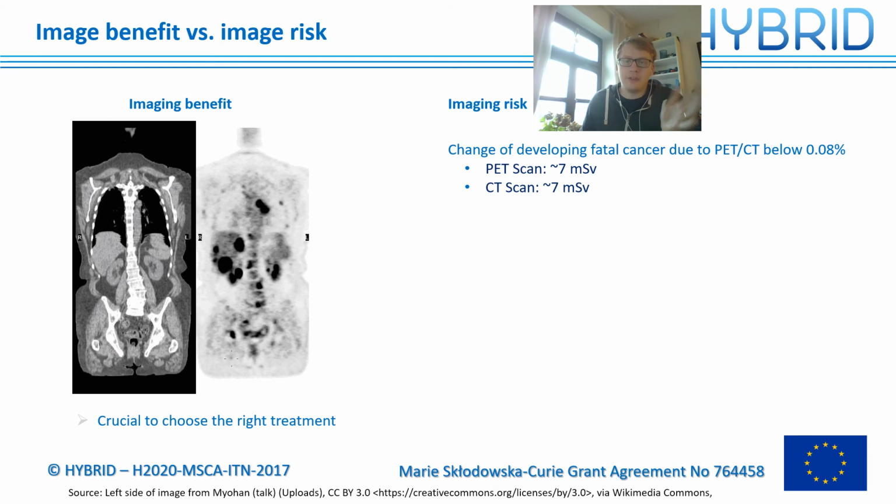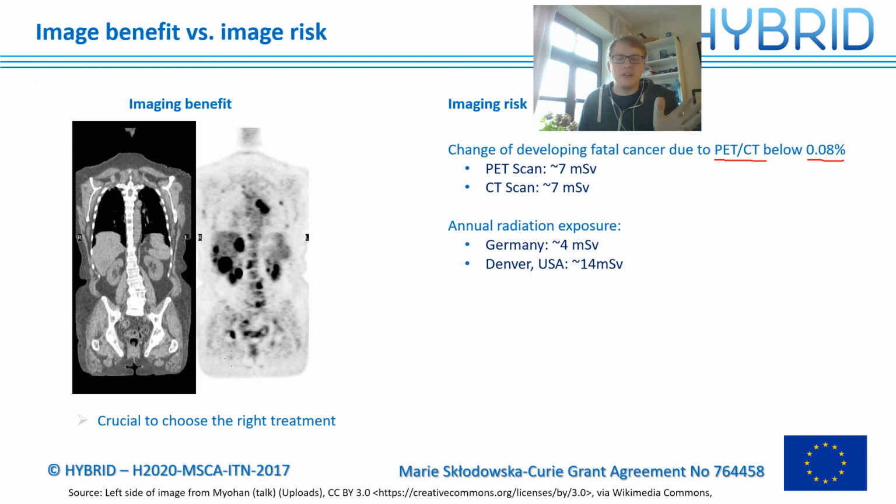So if you just assume a linear non-threshold model of radiation risk, you would get something like a 0.08% chance that you develop fatal cancer due to performing the PET-CT. That is because the PET scan and the CT both give you like 7 millisieverts, so basically deposit energy in your body, and this is a risk to develop cancer. And let's compare to some other, because this is a really small number, but what is it actually compared to?